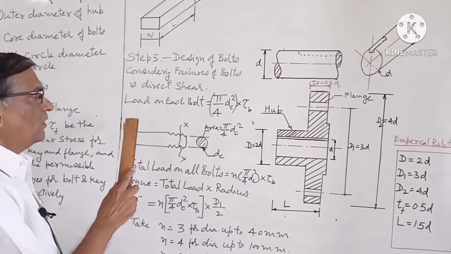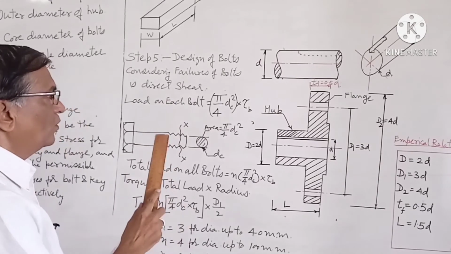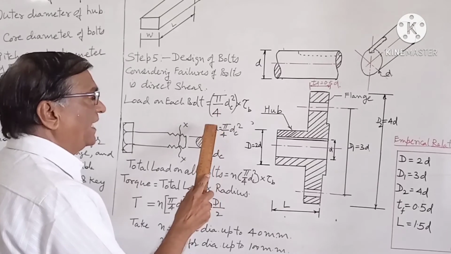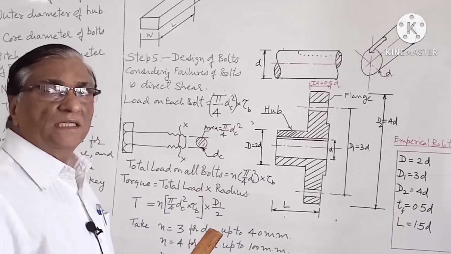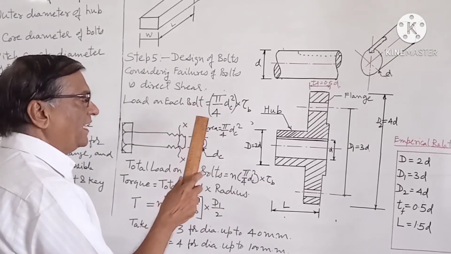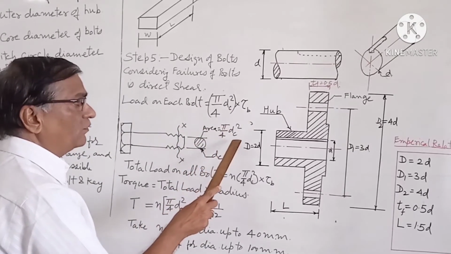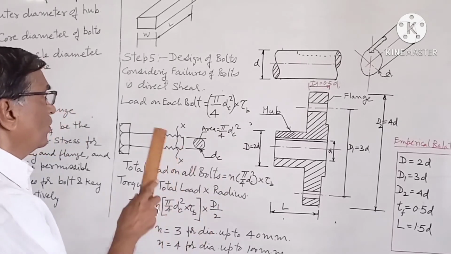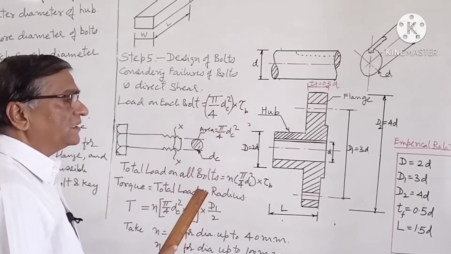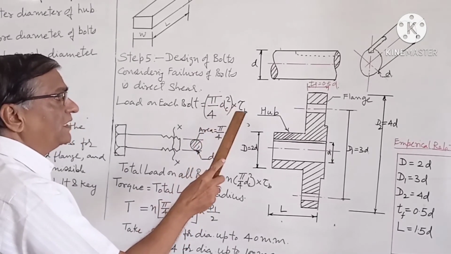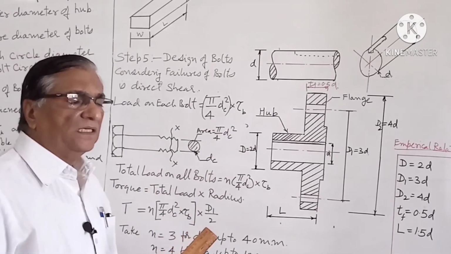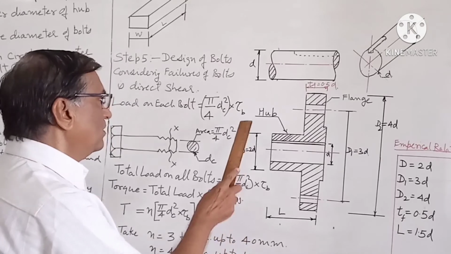Now load on each bolt. Load on each bolt is equal to the shear resisting area multiplied by permissible direct shear stresses. Now the area in shear is given by pi by 4 dc square. So the load on each bolt will be area into permissible shear stresses, pi by 4 dc square into tau b, where tau b is the permissible shear stress in the bolt.